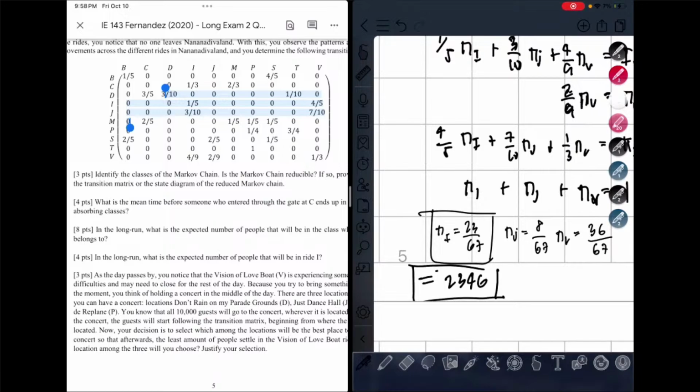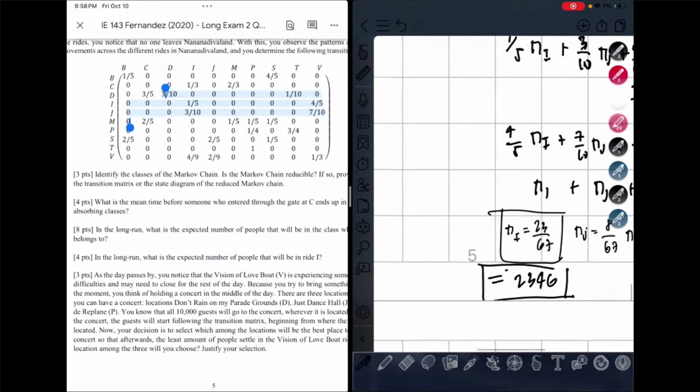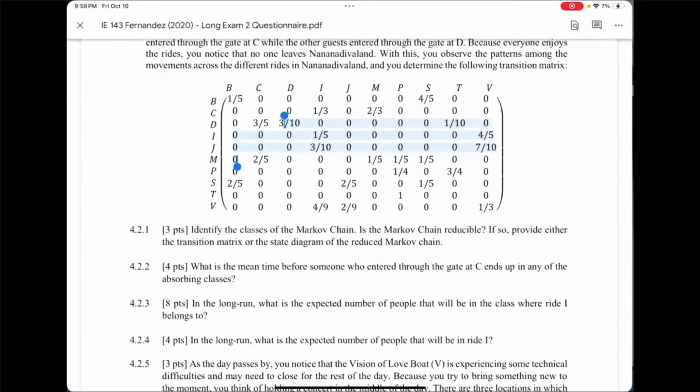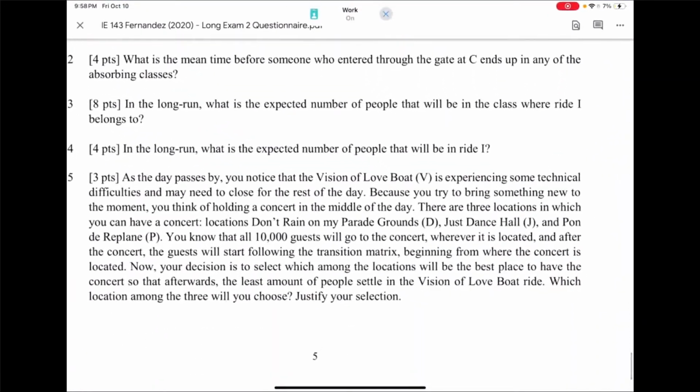Yeah. So, last problem. Last sub-problem. As the day passes by, you notice that the Vision of Love Boat, so that's State V, is experiencing some technical difficulties and may need to close for the rest of the day.